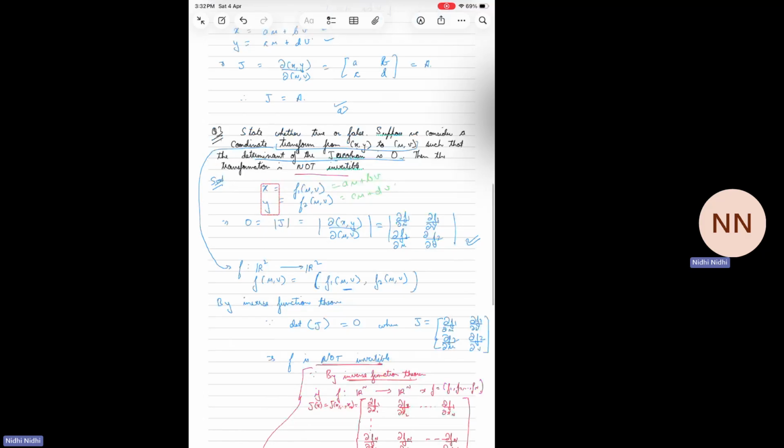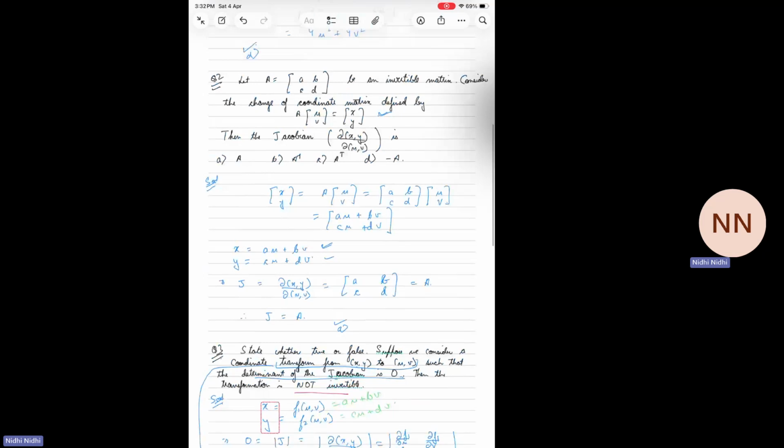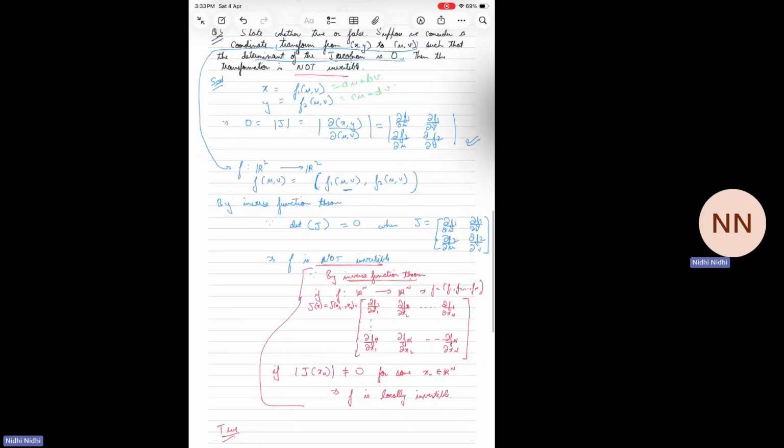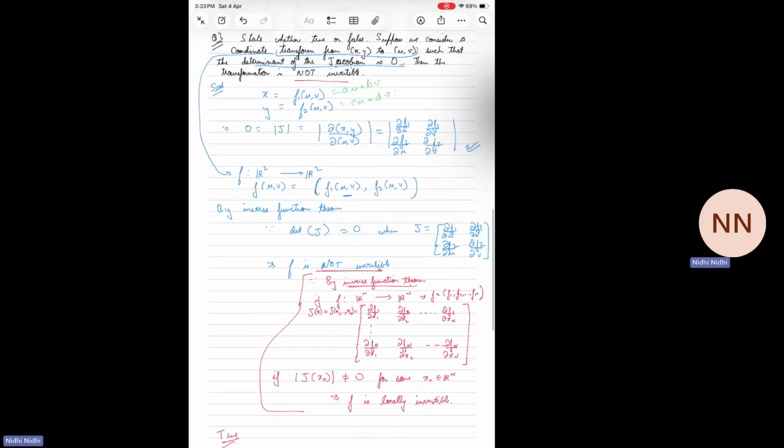And since the determinant of the Jacobian is 0, the determinant of A is 0, and hence this type of linear transformation cannot be invertible if A is not invertible. We all know that, because the linear transformation and the matrix corresponding to the linear transformation are equivalent. If the matrix is not invertible, then we say that the transformation is not invertible as well. And for the general case, we use this inverse function theorem.